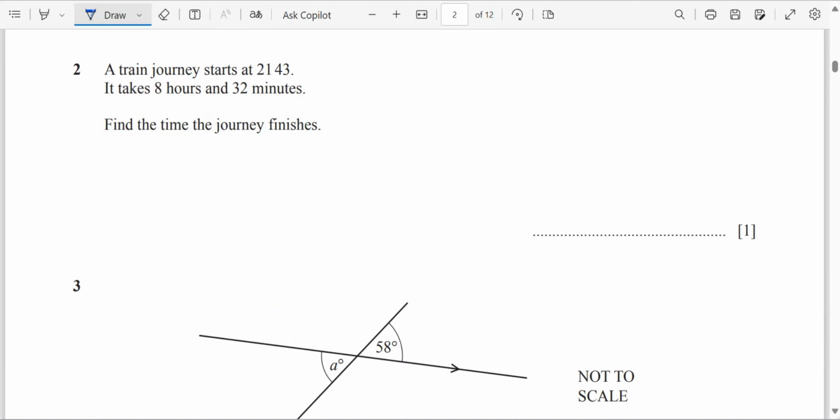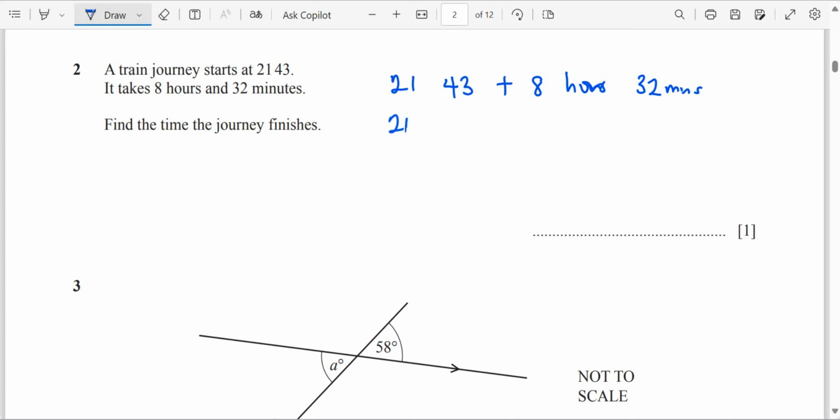A journey starts at 21:43. So we have 21:43, and we are adding 8 hours 32 minutes to it. So definitely you should see from here that the journey will finish the next day.